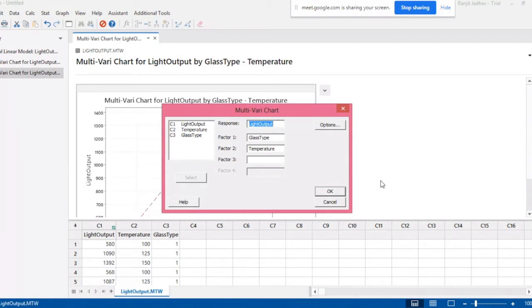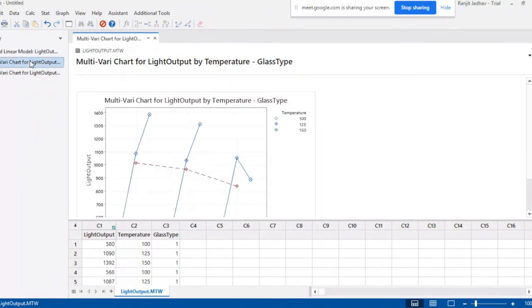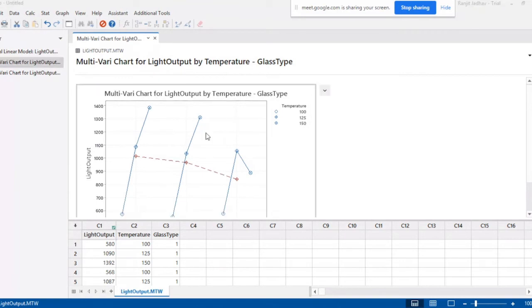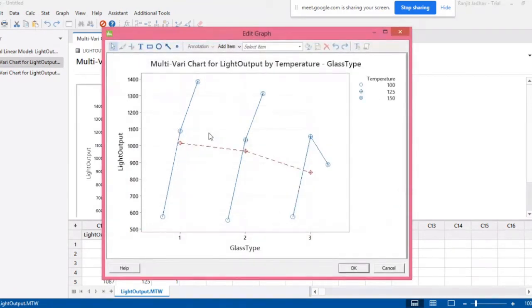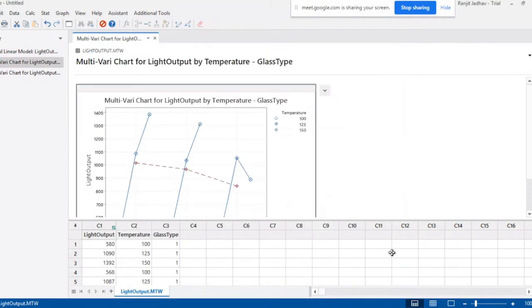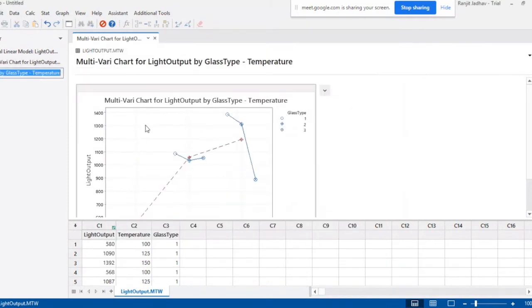So what happens if we interchange the factors? If we change the factors, you will get this graph, which we can see here. Okay, we cannot make any conclusion from this graph, whereas from the second graph we can make some conclusion.